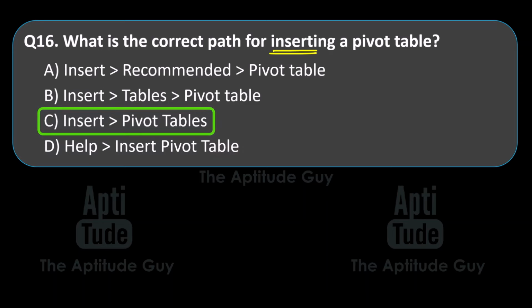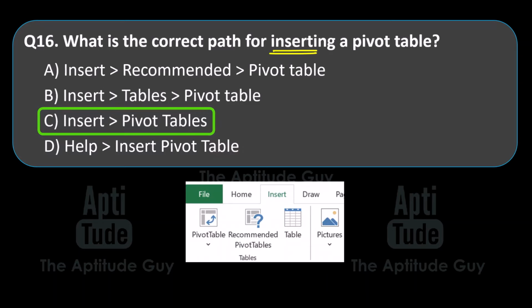If you go to Excel and click on Insert, you will get Pivot Table right there. Now, many people have a doubt over here. They go to Insert and then they see Tables. So many people will think that the correct answer is option B, that is Insert, then Tables, and then Pivot Table. But that unfortunately is not the right answer.